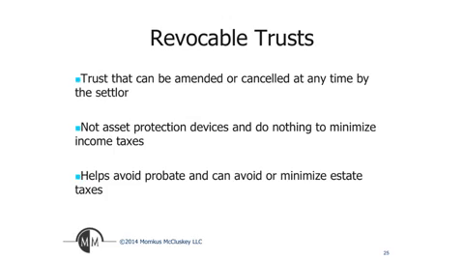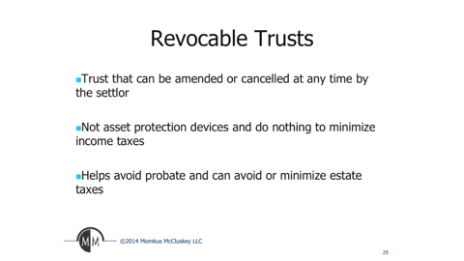Revocable trusts are trusts that, by the very nature, can be amended or canceled at any time by the trust maker, also known as the settlor. These kinds of trusts generally are not asset protection devices in their own right. They're used for estate planning. They're used to potentially minimize estate taxes, but they will not minimize income taxes in most instances. But again, it's a tool that's there for use in overall planning.